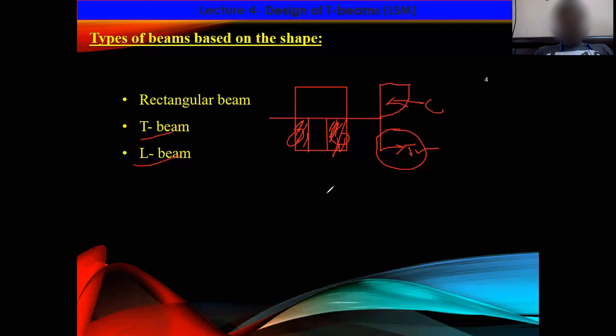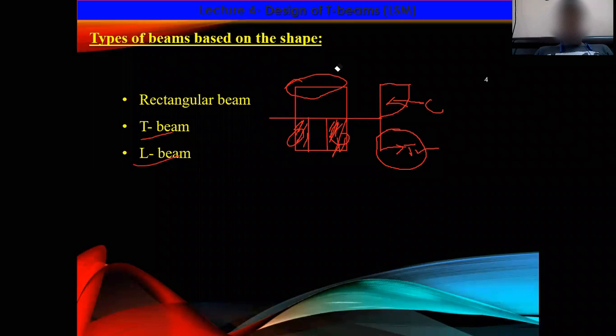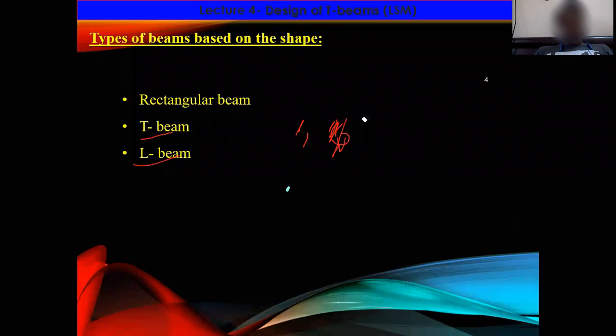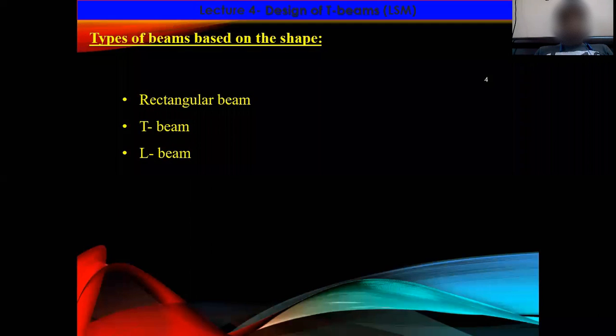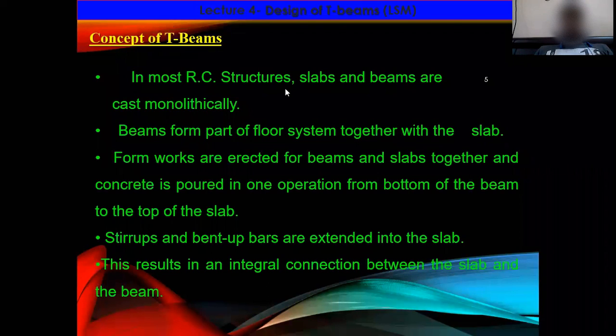So the main advantage is it can save the materials, right? And you can decrease the thickness of the member, that is the width of the member. So we'll discuss it. That is the main advantage of T-beams over rectangular beams. So that is the concept of T-beams.